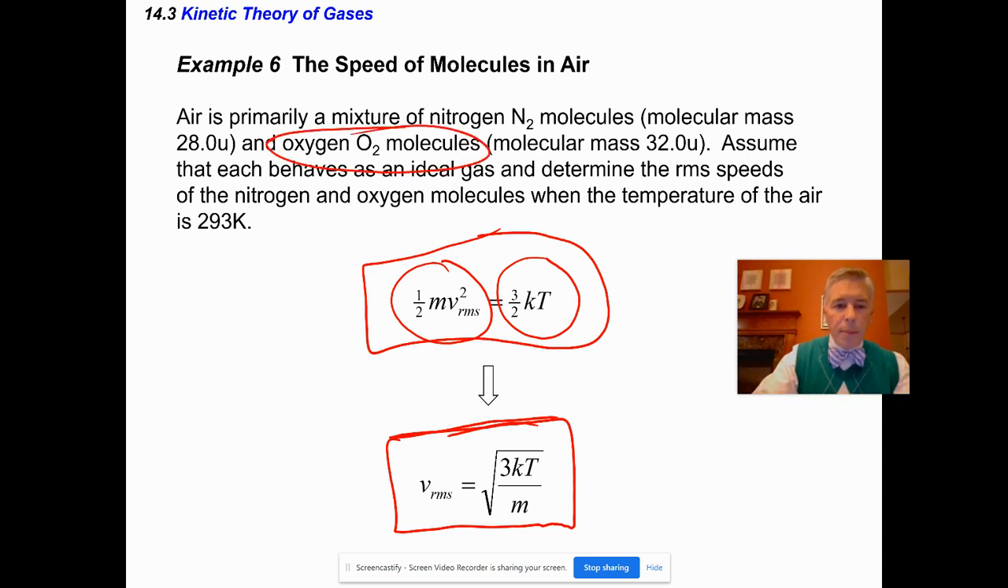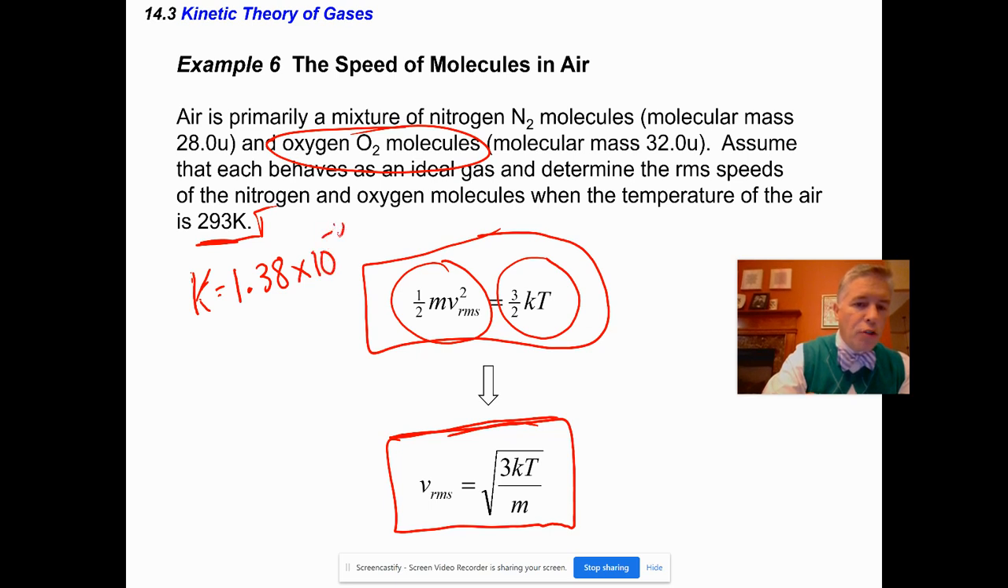I know the temperature, so there's my T, that's not a problem. K, if you remember, this little k was from the ideal gas law. This was 1.38 times 10 to the negative 23, and it was in joules per Kelvin. So these are a couple of constants that we want to make sure are on our equation sheet as well. We'll go over that later. But I can put that in.